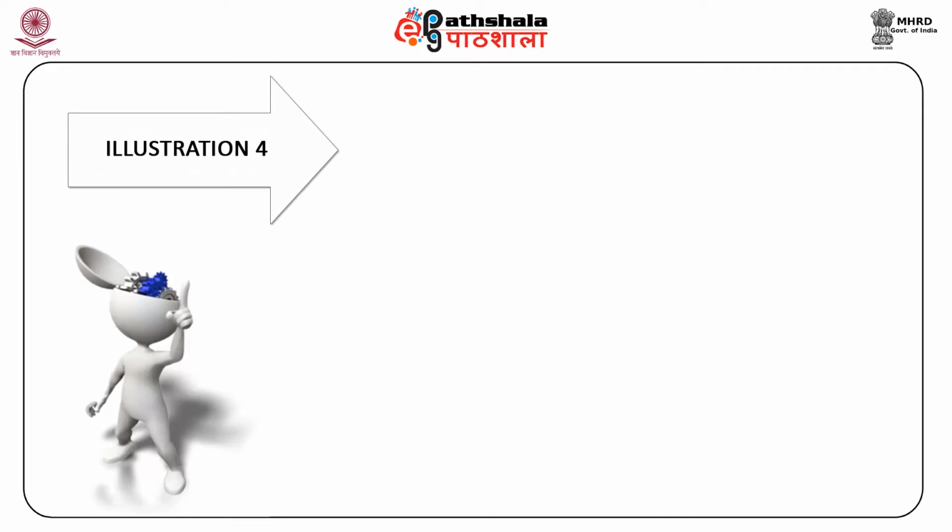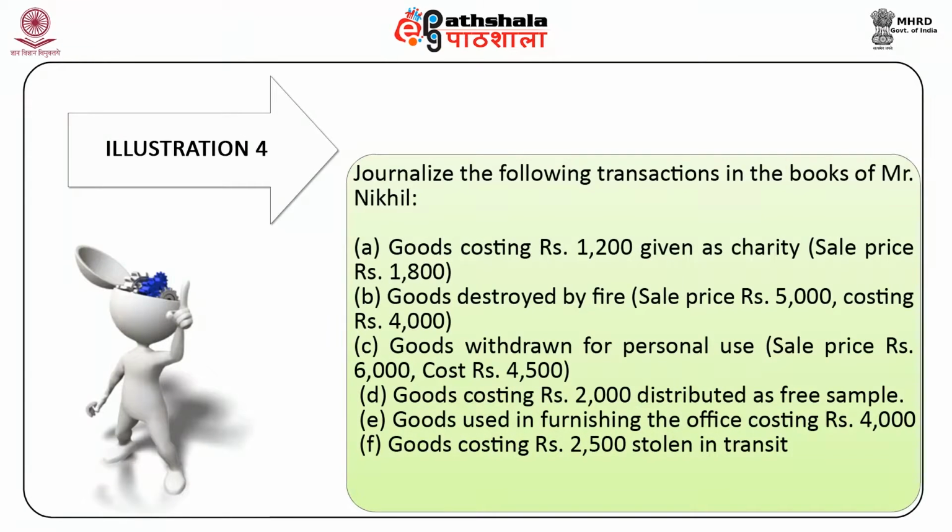Illustration 4. Journalize the following transactions in the books of Mr. Nikhil. A. Goods costing rupees 1200 given as charity. Sale price rupees 1800. B. Goods destroyed by fire. Sale price rupees 5000. Costing rupees 4000. C. Goods withdrawn for personal use. Sale price 6000. Cost rupees 4500.